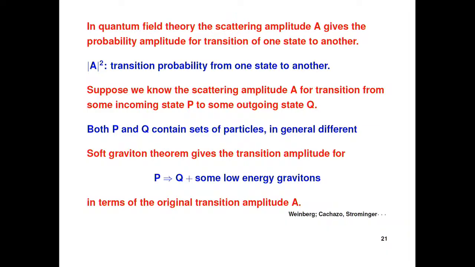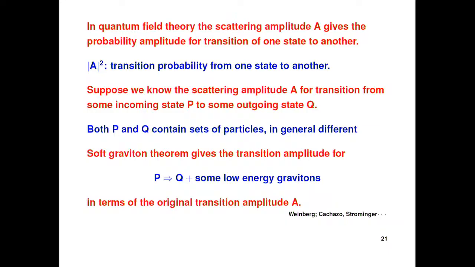What the soft graviton theorem gives us is the transition probability amplitude for a different process, which is the process of P going to Q plus some low energy gravitons. Now this word graviton may not be familiar to everybody. The graviton is essentially what you get as a massless particle by quantizing gravity, just like the photon is a massless particle that you get by quantizing the electromagnetic force. So the graviton is a massless particle of that kind.